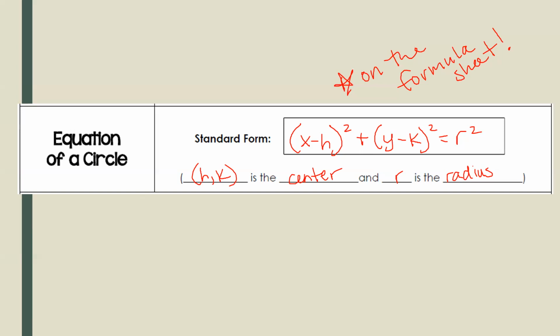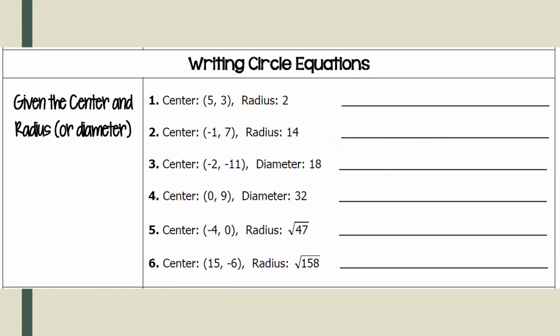We've got the equation of a circle: (x − h)² + (y − k)² = r². Okay, let's look at some examples where we can see this in action. So if they give you the center and they give you the radius, you're golden. This is the easiest one that you could do, because you have this equation. If they give you the center, that's your h and your k. And if they give you the radius, that's your r. So all you have to do is plug those numbers into your formula.